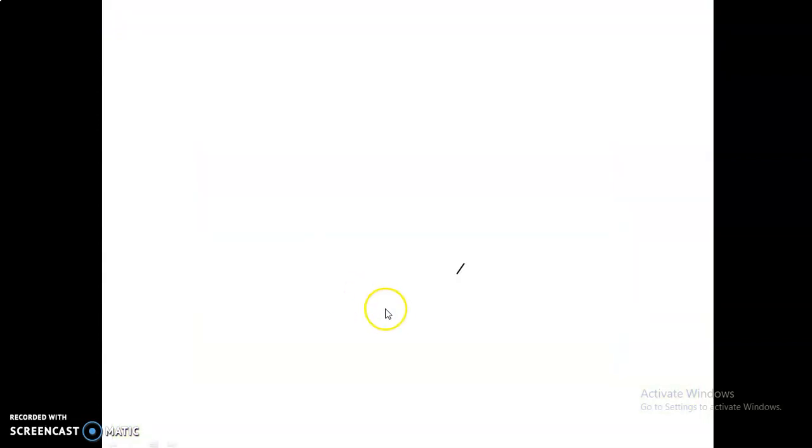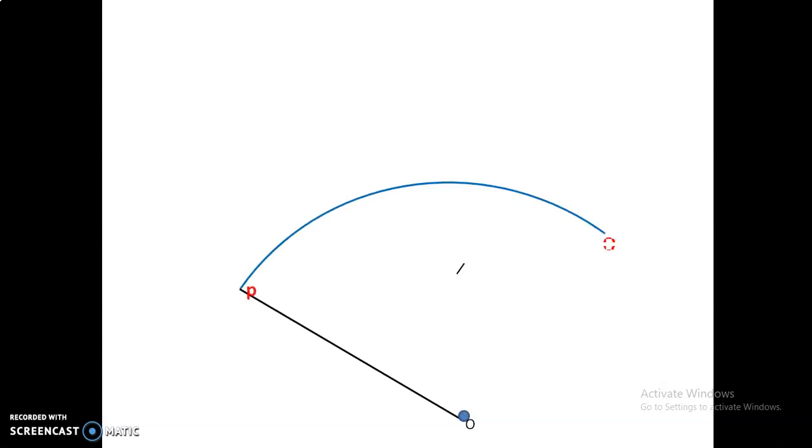See, first we should locate the center point of the base circle, O. With center O and radius equal to 75 mm, draw some part of the base circle. So this is the base circle, some part of the base circle. This is point P and point Q.